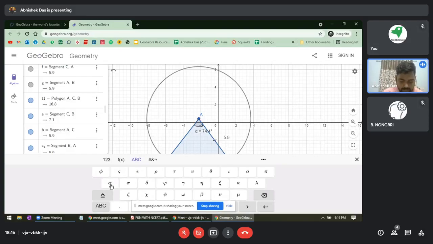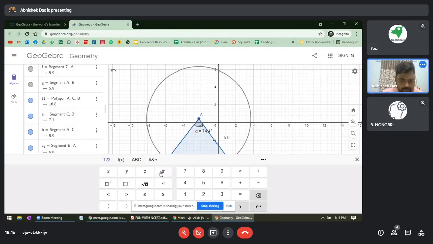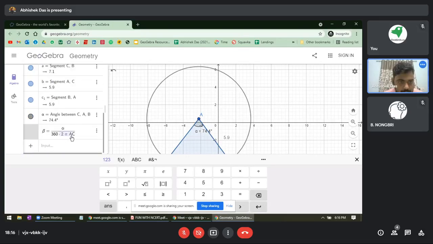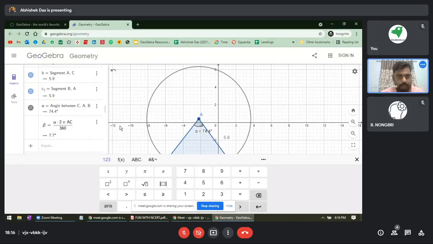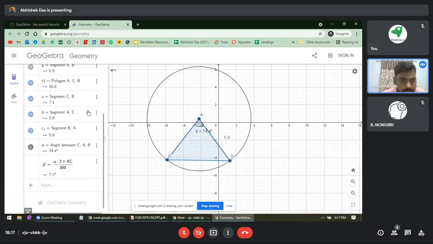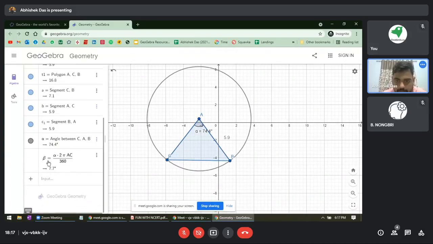divided by 360 multiplied by 2 times pi. Let us figure out pi out here. Pi times AC. Okay, that's my bad. This should come at the top. Right, so it approximately gives the area to be 7.7 units.